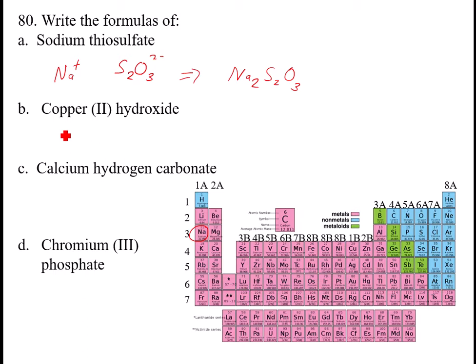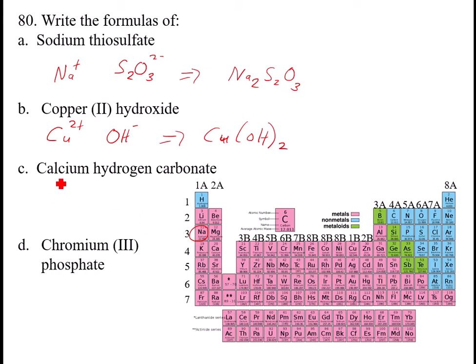Copper 2 already tells me that this is Cu with a 2+ charge. Hydroxide is another one of those that you need to know the name of and the charge, so it's OH-. It crisscrosses. This is one of those polyatomic ions though, so I need parentheses. So it becomes Cu(OH)2.